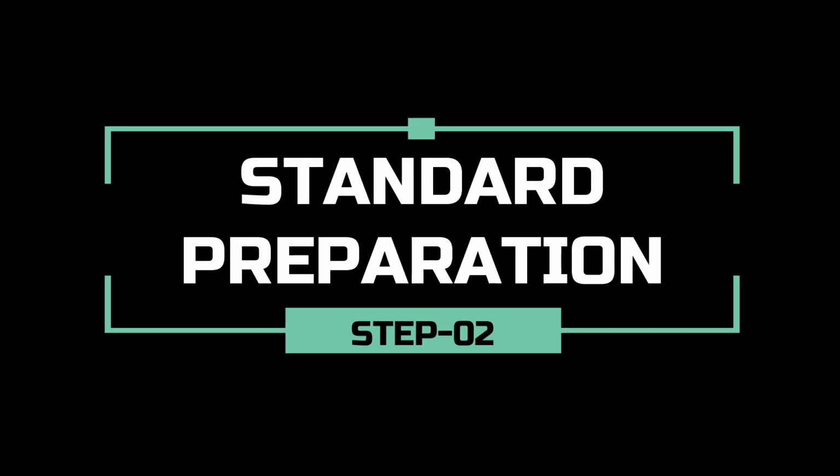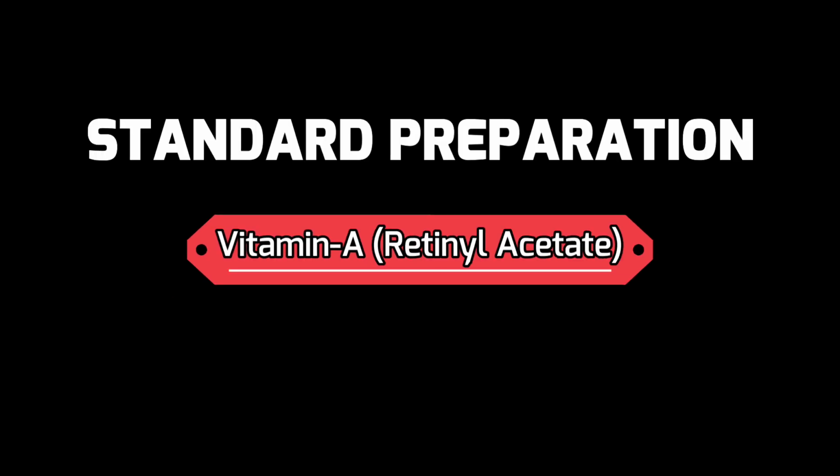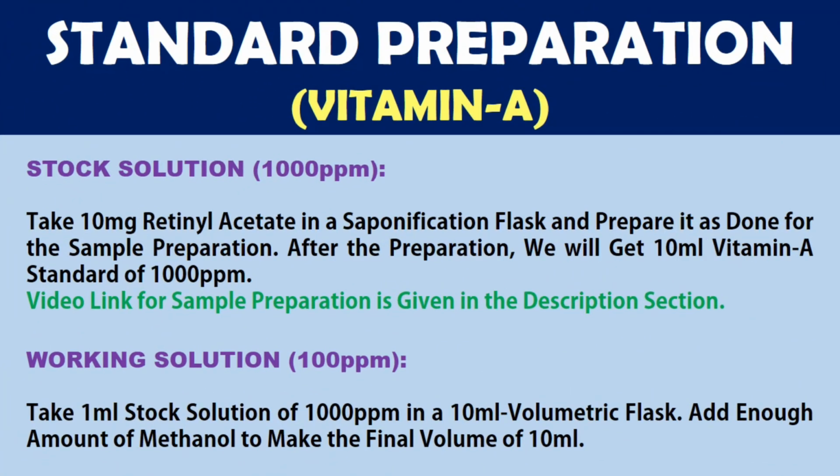Now we will prepare standards. Take 10 mg retinyl acetate into a saponification flask and prepare as done during the sample preparation. After this preparation, we will get 10 ml of 1000 ppm Vitamin A standard. Video link of the sample preparation is given in the description section.